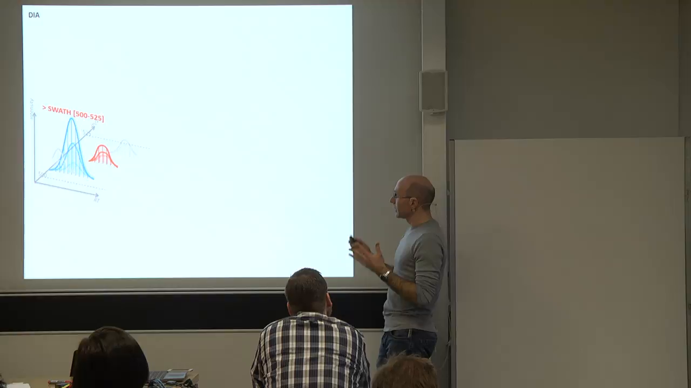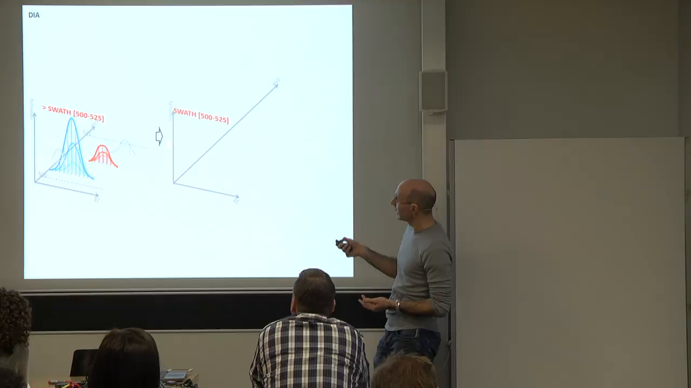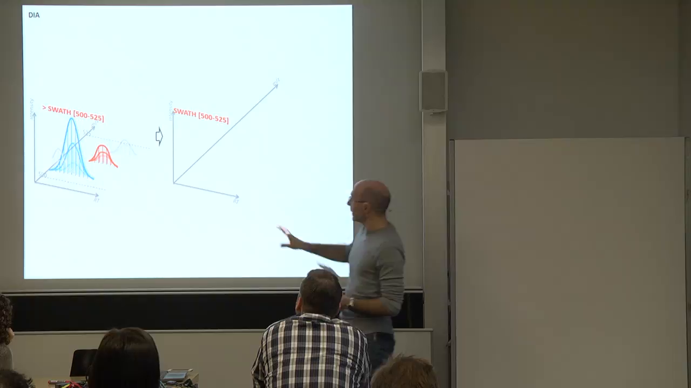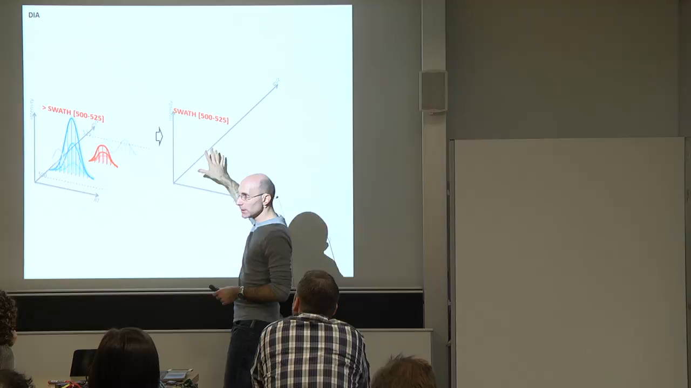Now what you do is, for this MS1 space, you acquire one MS2 space for that specific window. So if you have 32 windows, you will acquire 32 different MS2 space pictures like this, one after the other one.